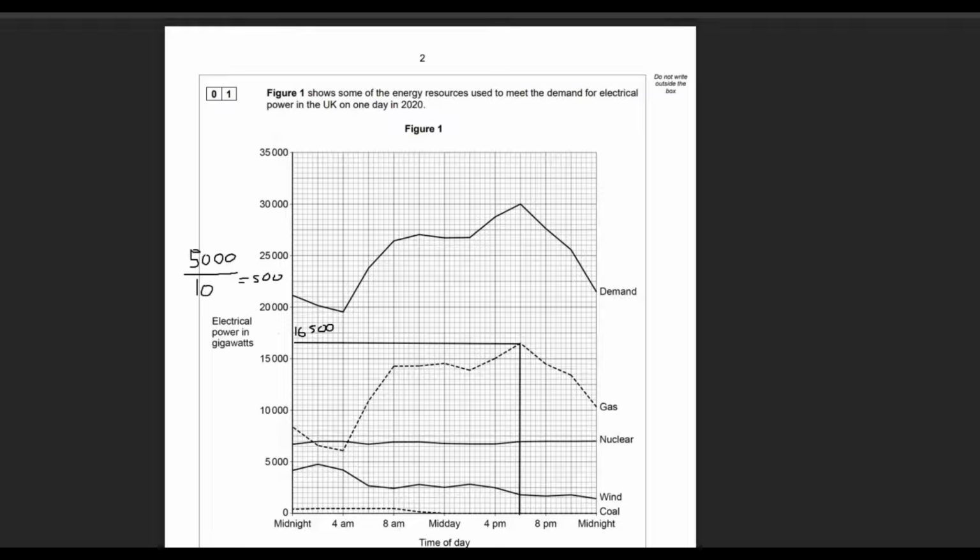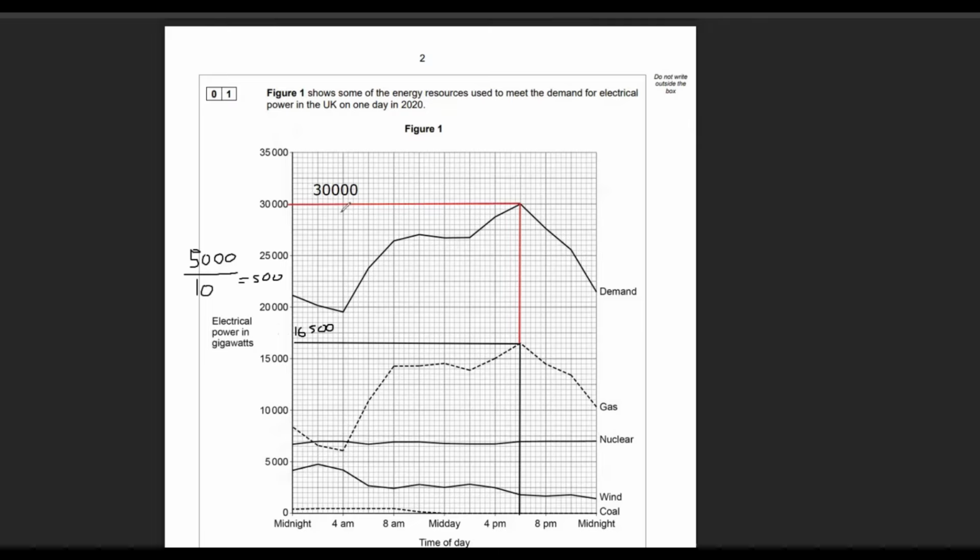Okay, let's go and find out what the maximum demand was of all the energy. We're going to do a straight line. I'm going to come up from here because we're still at 6 p.m. We go up here. Oh, this is lovely and easy to read off the graph. It's 30,000. So our two numbers are 16,500 and 30,000, and we want to find out how much of the 30,000 as a percentage was gas.